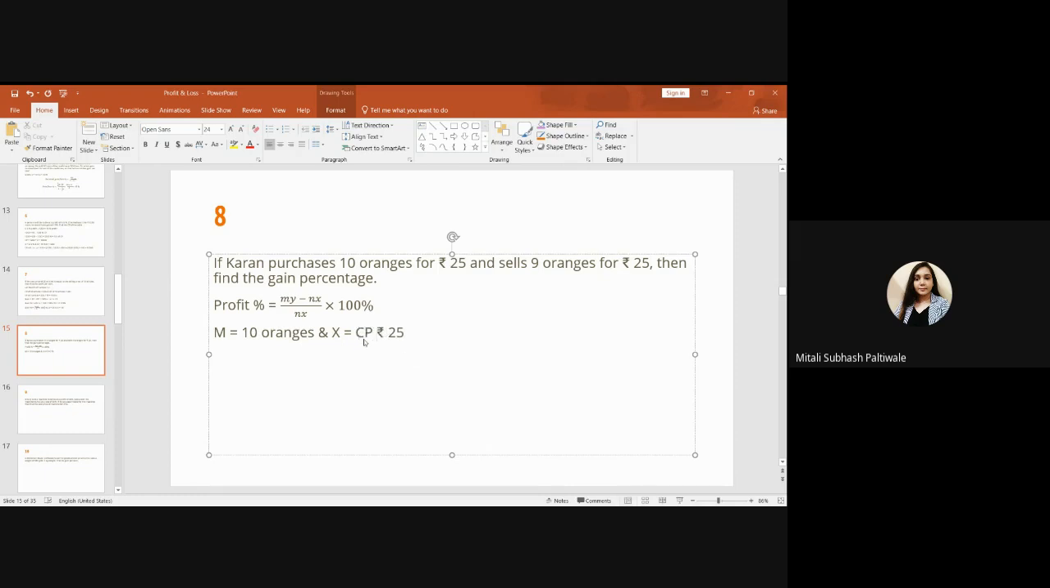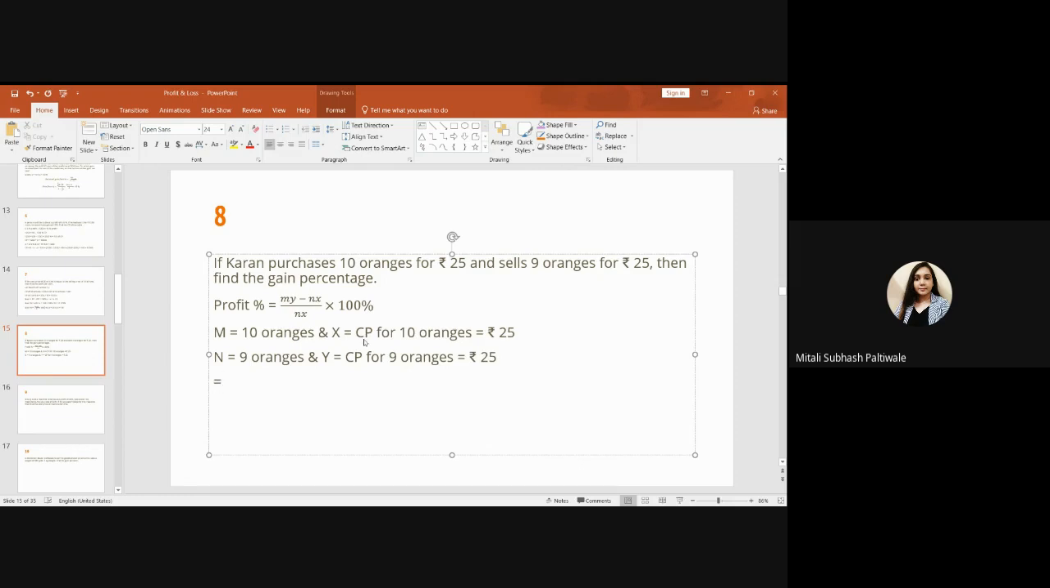CP for 10 oranges is equal to rupees 25. Now, N is equal to 9 oranges, and Y is equal to CP for 9 oranges, which is nothing but rupees 25 again. Okay, so now let's get on to the formula and find out.